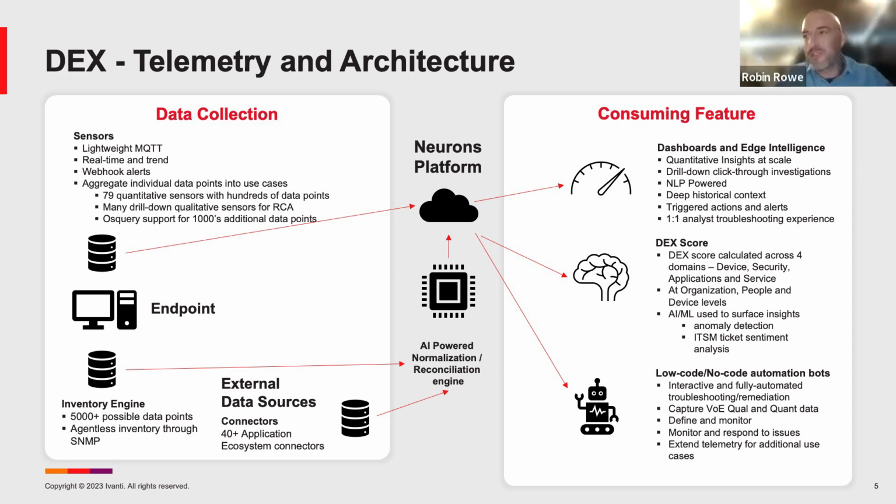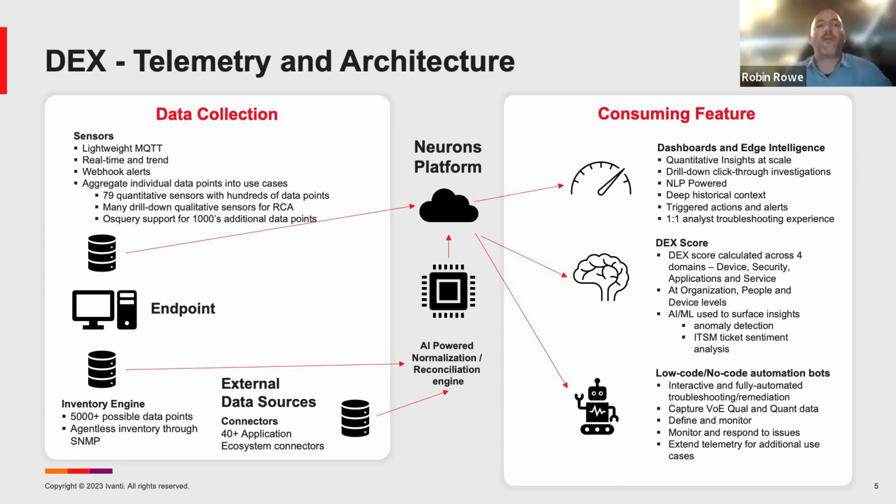There are thousands of data points that we collect through the inventory engine. And augmenting that is the ability to connect into third-party application ecosystems. There are over 40 connectors available as part of that. All of this data goes through our normalization and reconciliation engine on the platform. And there it exists on the platform in terms of devices, in terms of the people, the end users, and in terms of the installed software. So that is really the foundational aspect of the data that we're going to talk about.